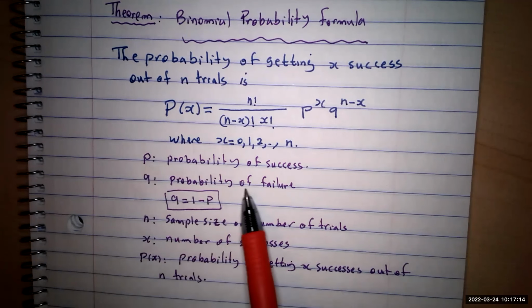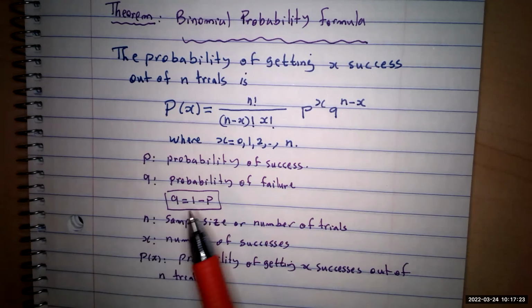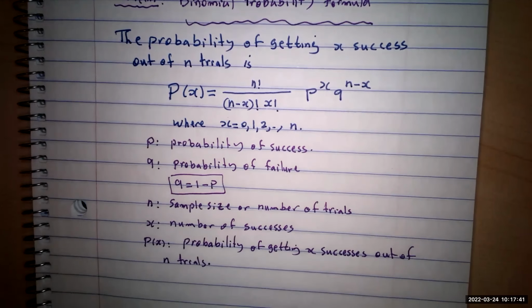And on the opposite side, you are going to have a failure. So Q would be the probability of failure. And since there are only two possibilities, Q is 1 minus P. N is going to be the sample size, the number of times that we're going to experiment with this procedure. And X is the number of successes. In some books, they denote it by R, and I prefer R, but we just go with your notation. And P(X) is going to be the probability of getting X successes out of N trials.